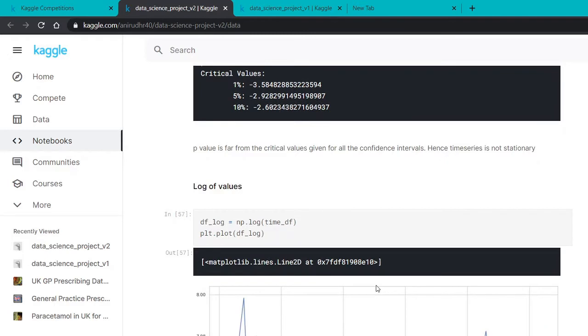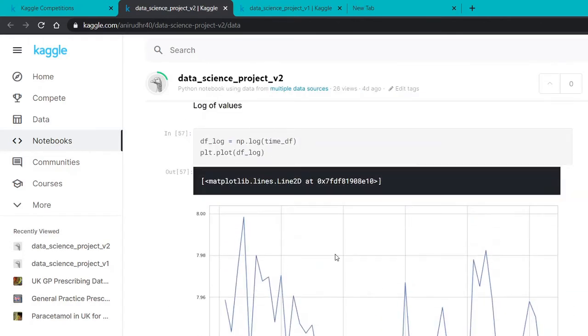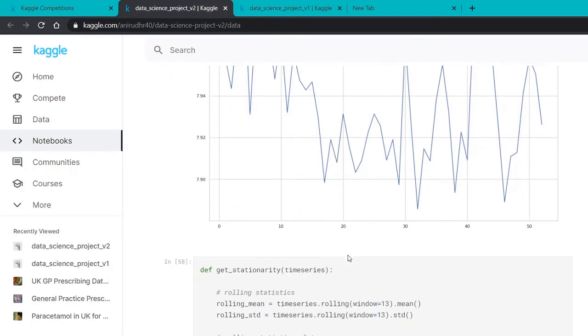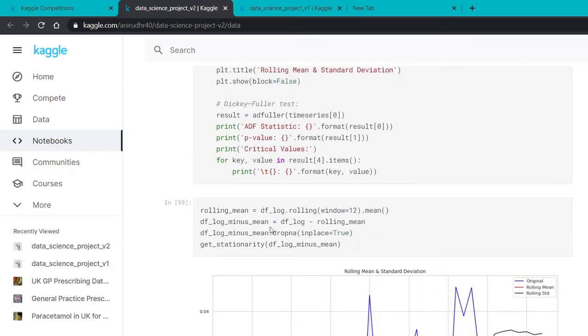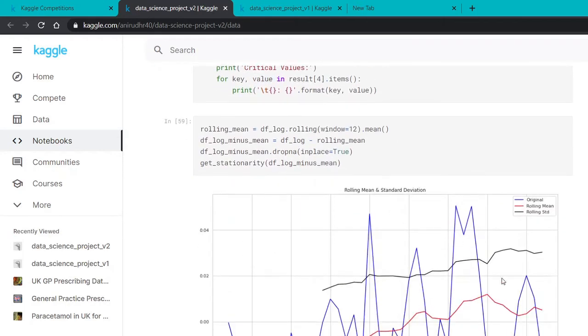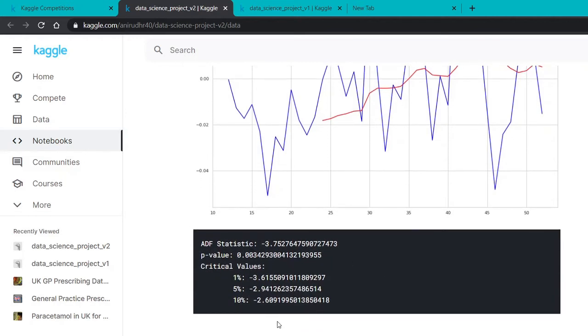To convert it, there are techniques like taking the log values of all the time series data, and this is how it looks. Taking log values, doing an exponential decay on the time series, and time shifting. These are the three methods generally used to convert the data to stationary. As you can see, we took the log values of the time series, but it looks worse than the previous one in the rolling mean and rolling standard deviation. In the ADF test also, the p-values are nowhere near the confidence intervals.